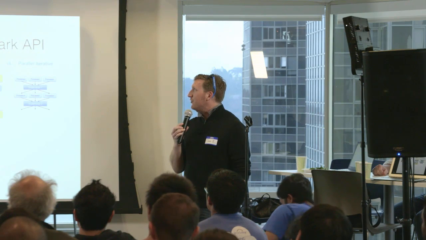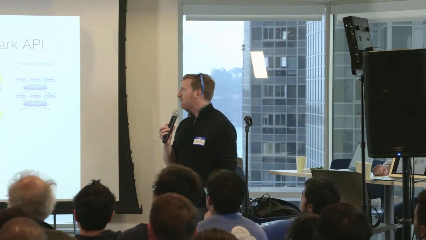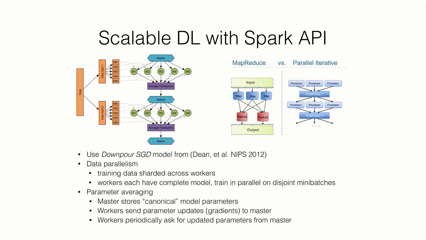To do scalable deep learning with the Spark API, we use the downpour stochastic gradient descent approach from, and I omitted where it's actually from, a Google paper with lead author Jeff Dean, from a while ago. I'll add, I assume we're going to share these slides, I'll add the reference when I do that. Data parallelism, so the training data is sharded across workers. The workers each have the complete model, and they train in parallel on disjoint mini batches. So as soon as they start training, they start diverging, right?